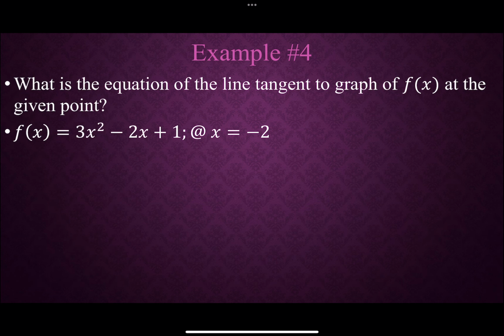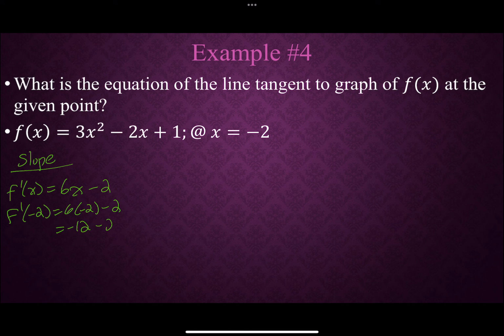All right, so let's work with the basic one here so we can see our derivative. To find our slope, because we always need a slope and a point, we find our derivative. f prime would be 6x minus 2. We substitute the negative 2 in for x, and we get negative 14. That's our slope.